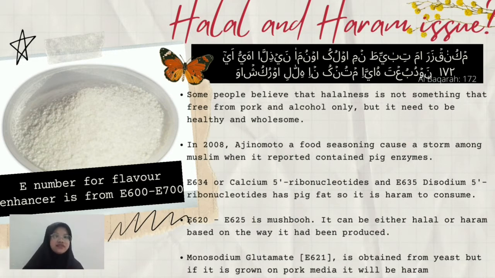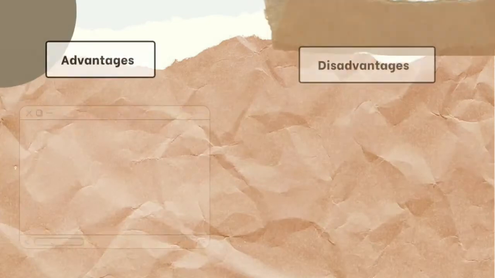E634 and E635 have pig fat, so they became haram, and E620 until E625 are mashbooh, which means they can be either halal or haram based on the way they have been produced. Like monosodium glutamate E621, which is obtained from yeast. It is halal, but if it is grown on pork media, it will be haram.